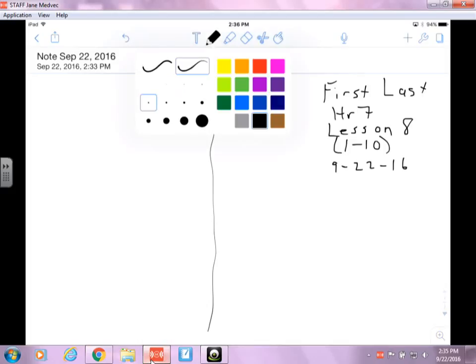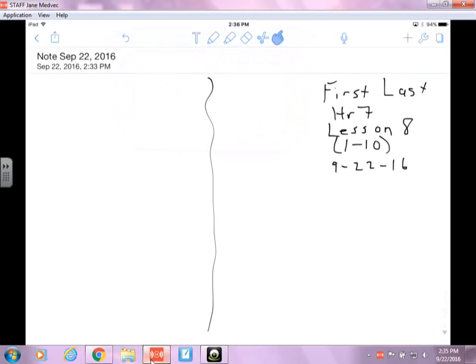I'm going to do example B. Okay, and I'm going to introduce a couple of things today. Okay, you're going to see a different symbol.